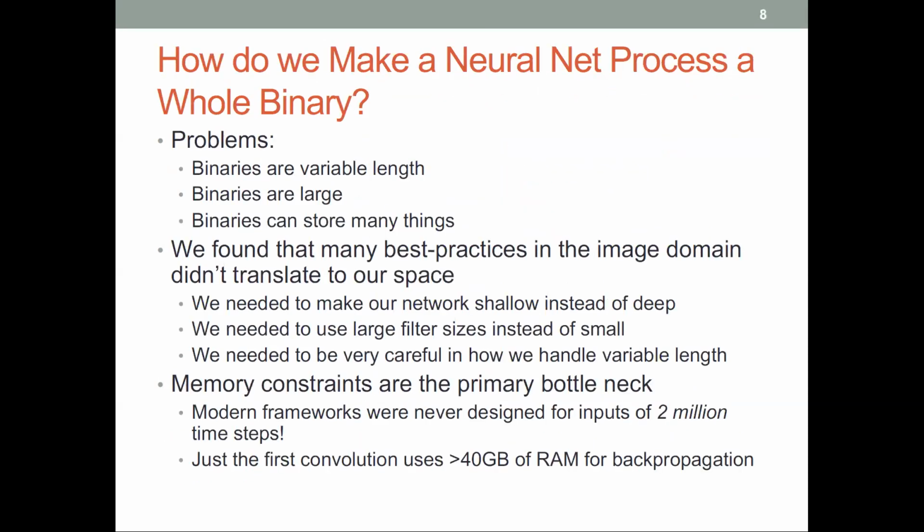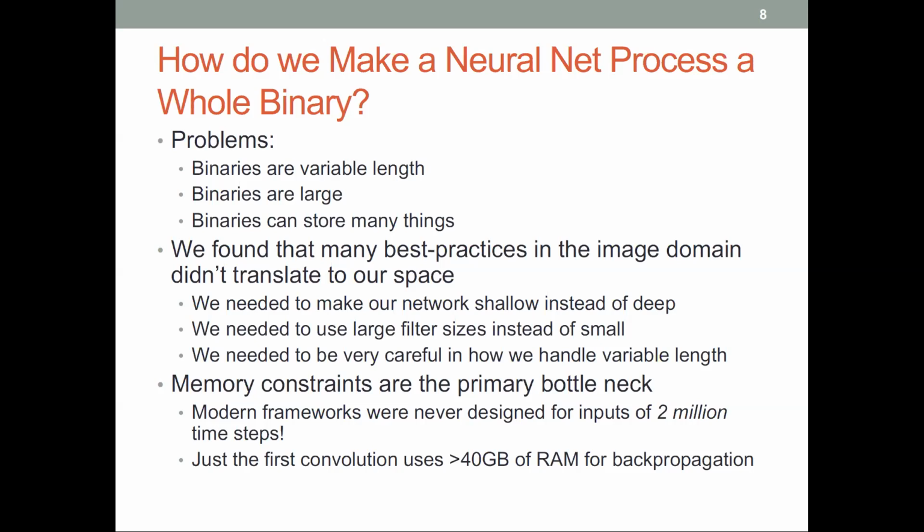But how do we make a neural network process a whole binary? There are a number of problems in this task. Binaries are variable length. They can have variable sizes. Binaries are very large compared to other types of data typically processed by deep neural networks, and binaries can store many things.